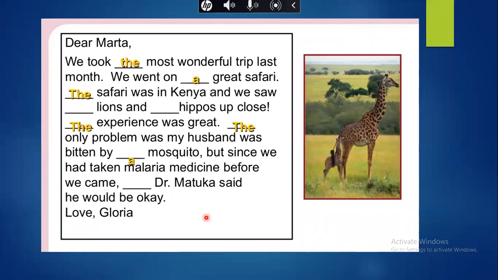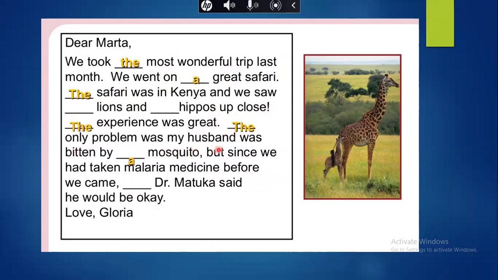Now let's see the example we have. We took the most wonderful trip last month. We went on a great safari. Here you can see that we have used a great safari because the reference is made for the first time. Now the second time we are going to use the definite article the. The safari was in Kenya and we saw the lions and the hippos up close. The experience was great.